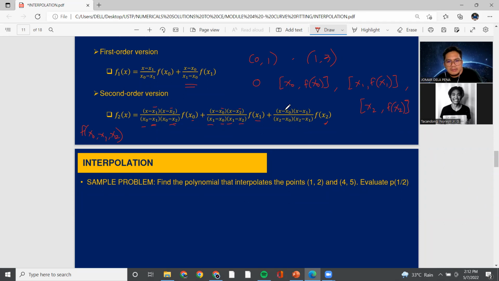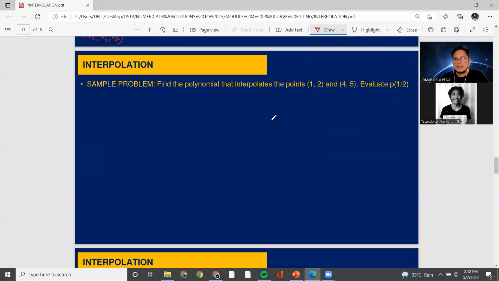Then for the third term, okay, there is no more x sub 2. It is x sub 0 and x sub 1. x sub 2 is in the denominator, then times function of x sub 2. Okay? So later on you will see this used when we solve problems with four data points.